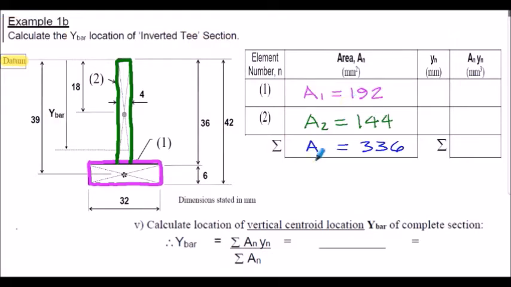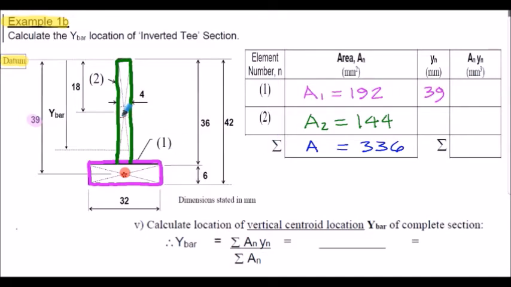So here's the worked solution for example 1b. As stated previously, the areas of the respective sections do not change, but the y dimensions now are different. In this case, the y dimension for element number 1 to its centroid can be seen to be 39 millimeters. In other words, it's 36 millimeters here plus half of the 6 millimeters of thickness of element number 1. So 36 add 3 will give us 39 millimeters.